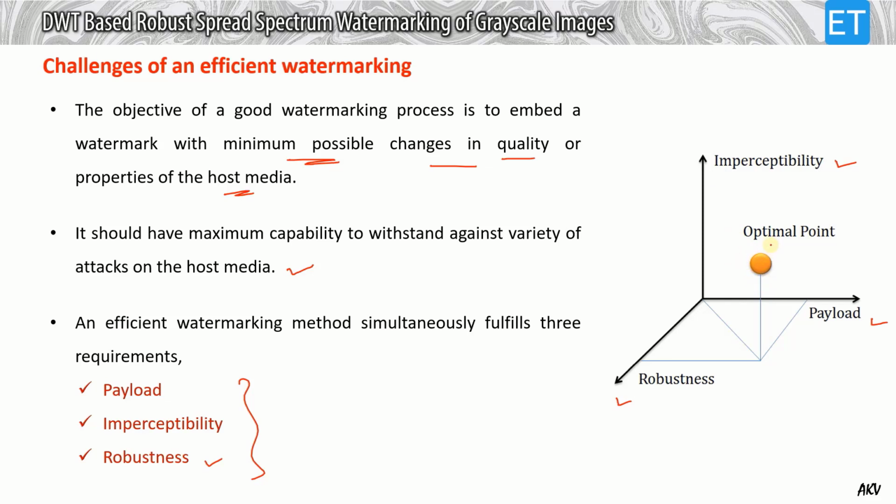So this is the problem of placing an optimal point in this 3D space. That means it should have the maximum payload, the maximum robustness, and the maximum imperceptibility. But the problem is that if you increase the payload, your imperceptibility goes down, and if you increase the robustness, again your imperceptibility goes down. So if you increase one quantity, the other is affected. These are the challenges of efficient watermarking.